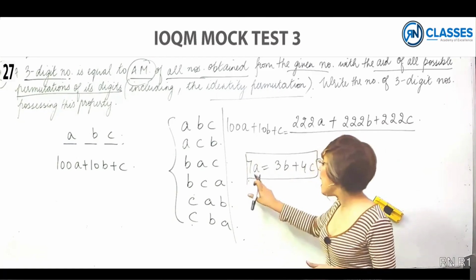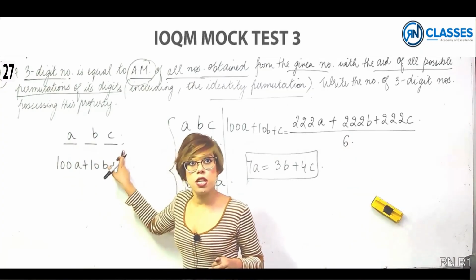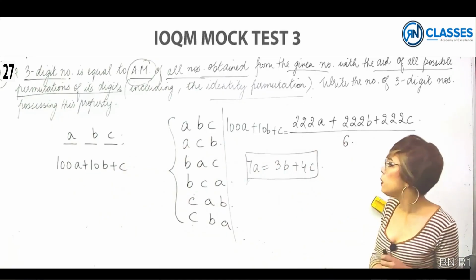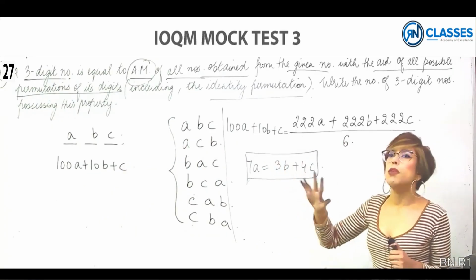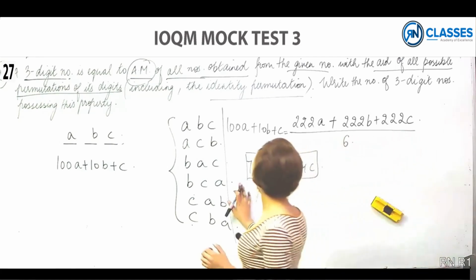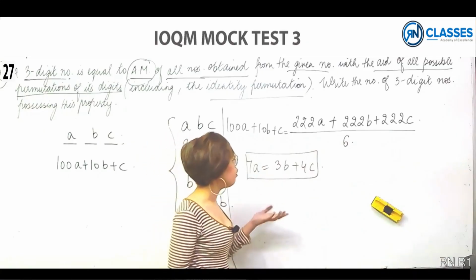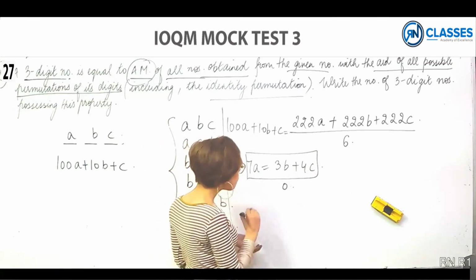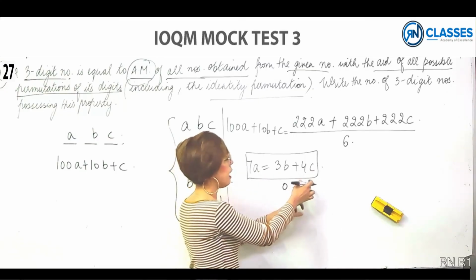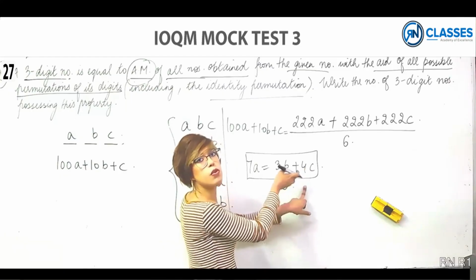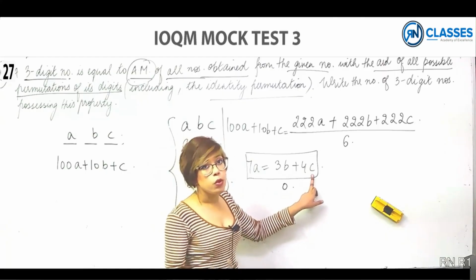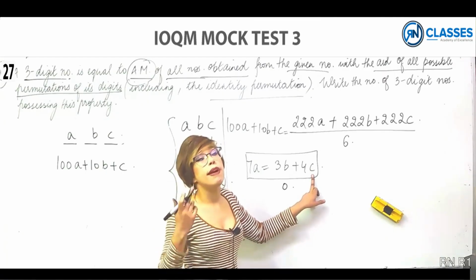Mind that A, B, C are digits. That means they might vary from 0 to 9. Yes, A cannot be 0, but it's okay. B and C can be 0. So let's just start exhausting it. The least value of B that is possible is 0, and I need a multiple of 7. So I cannot take C as 1, because 4 is definitely not a multiple of 7. Then I cannot take 2: 4 into 2, no. 4 into 3, no. 4 into 4, no. 4 into 5, no. 4 into 6, no.